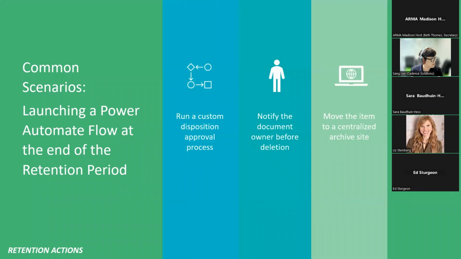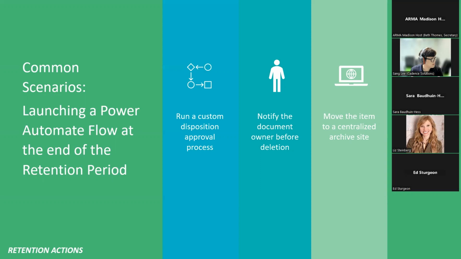So run a custom disposition approval process by notifying the document owner before deletion and notifying other users, and then moving that item to a centralized archive site and generating a custom certificate of destruction. Notification emails do get sent out with current out-of-the-box disposition reviews, but there's no capability to move the item to a centralized archive site, nor to generate a custom destruction certificate. So using a Power Automate flow, we can leverage those features to a great extent. And this was something that Cadence has been waiting for years, and it is finally released.